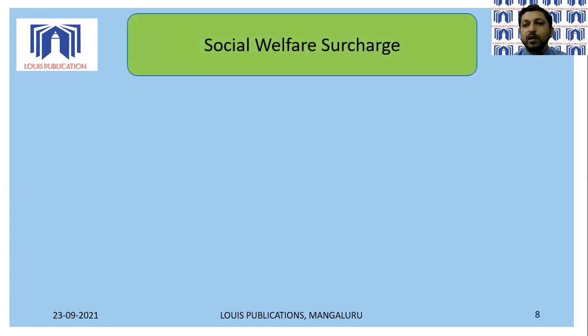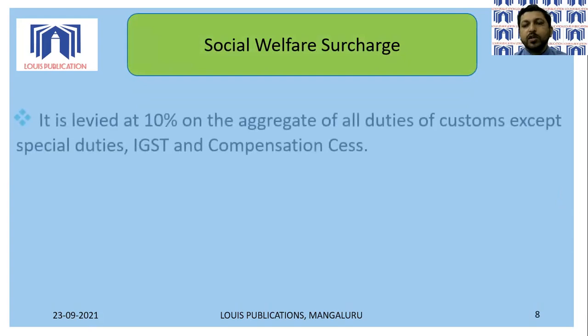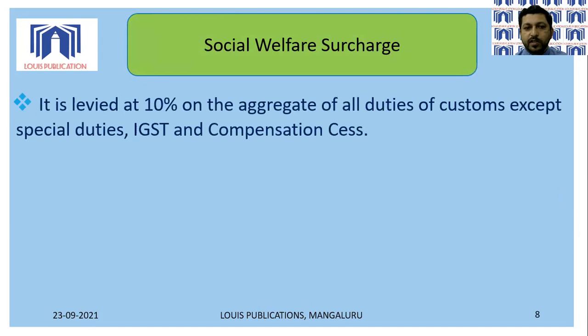Next, we have social welfare surcharge. This is the addition which was done just 3 years back. It is levied at 10% on the aggregate of all duties of customs except special duties, IGST and compensation cess. That means when you're solving problems on the valuation of customs duty, social welfare surcharge will be right up there in the center.